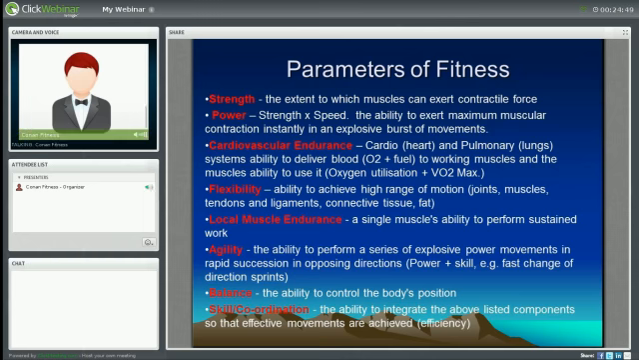Finally, there's skill and coordination, and it's kind of like wrapping everything together. It's the body's ability to integrate the above listed components so that effective movements are achieved. And when we say effective movements, think efficiency. Remember I said the amount of output you have, the amount of energy the body demands, so think demand, has to do with how good you are at something.